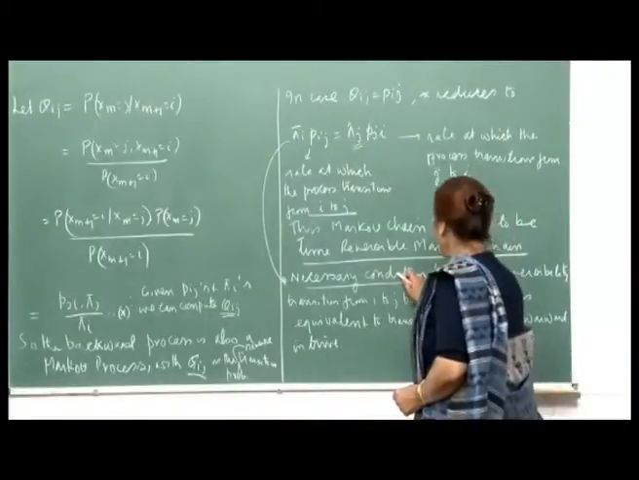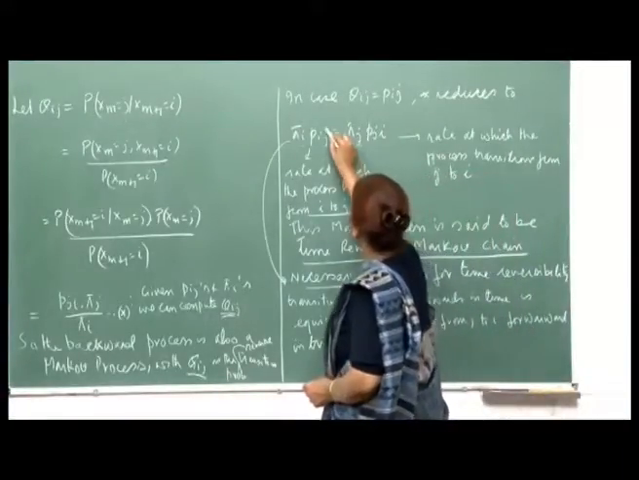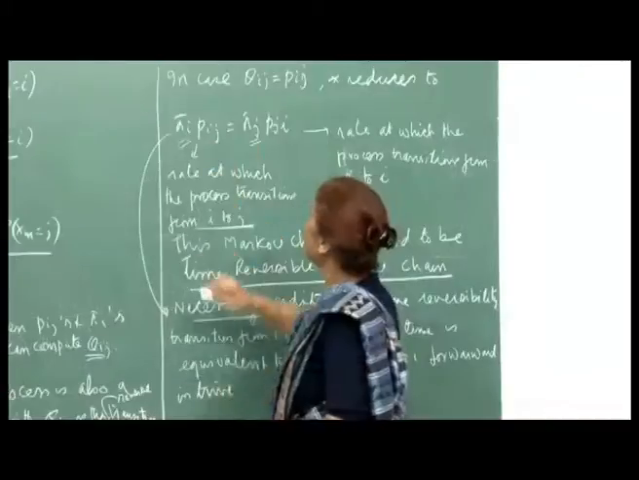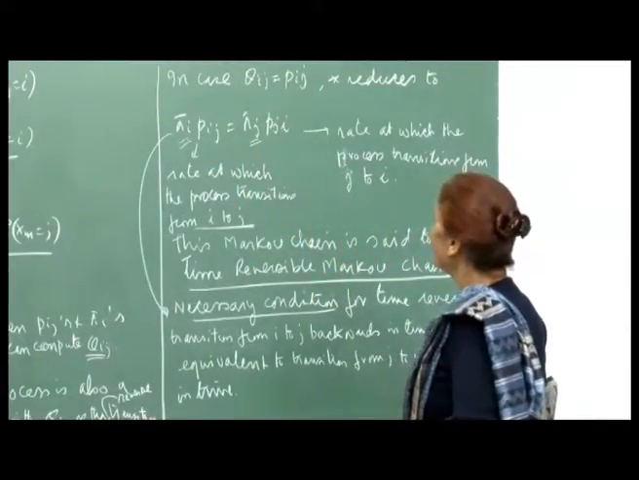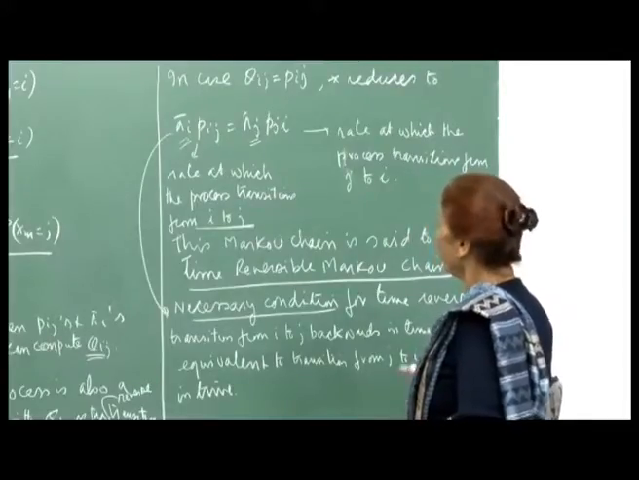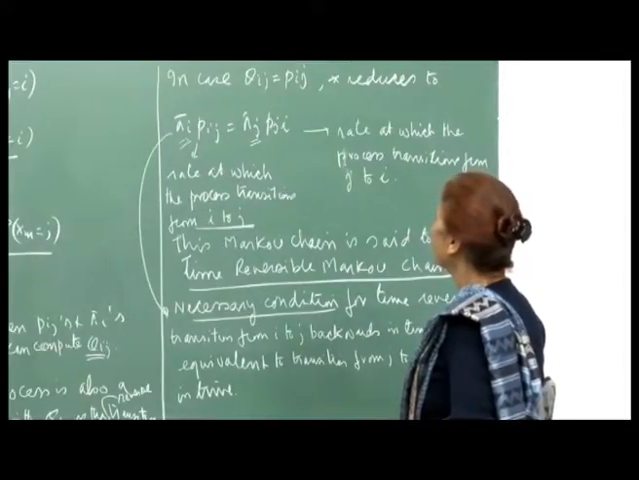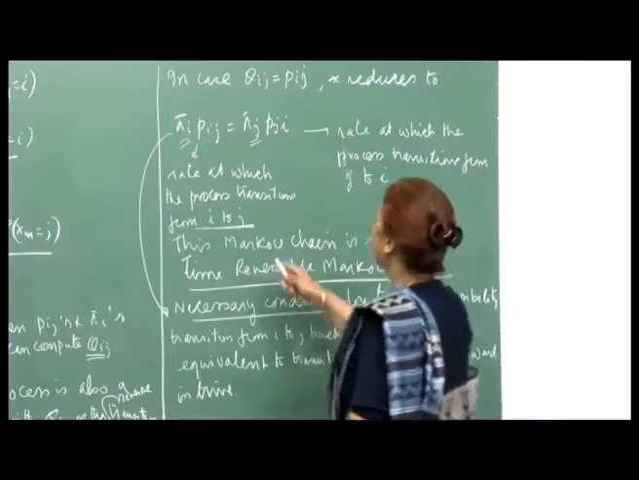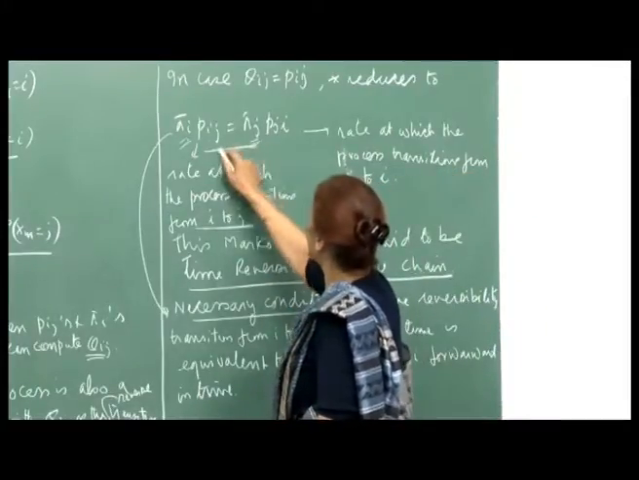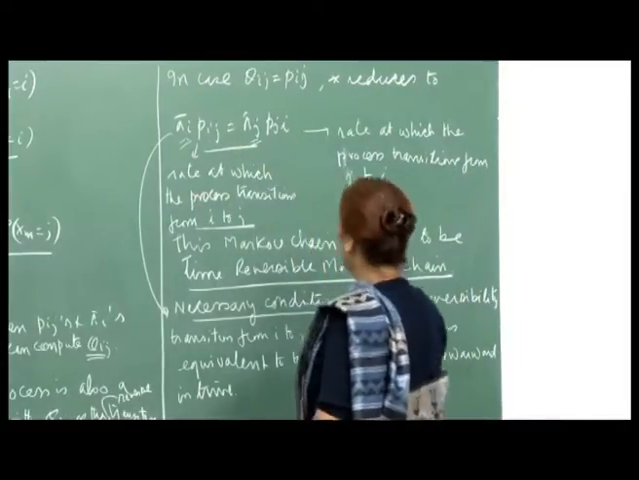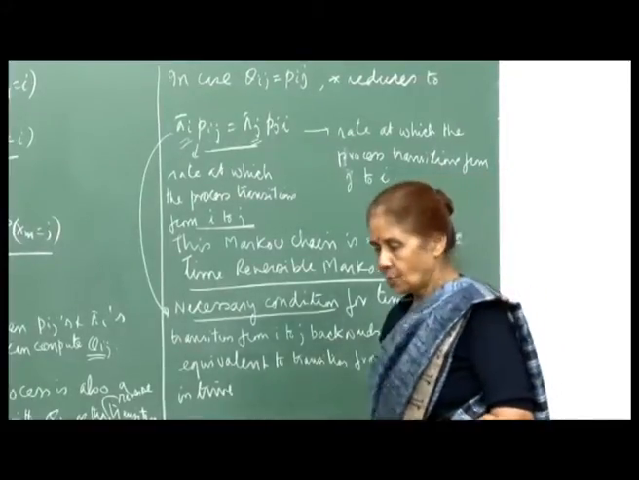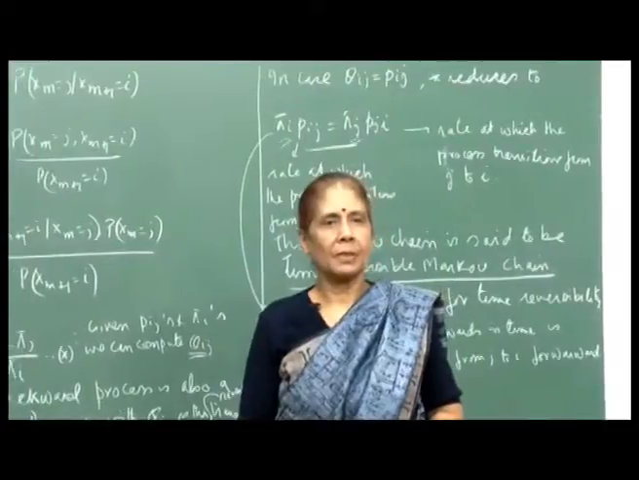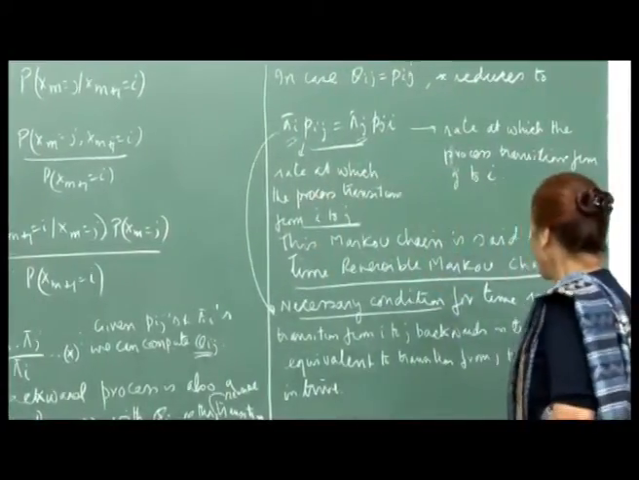So, if you have a set of transition probabilities and a set of state probabilities, which we will show are stationary probabilities, and they satisfy this equation for all i, j, then the Markov process has the property of time reversibility. So, this is what we are trying to say, right.